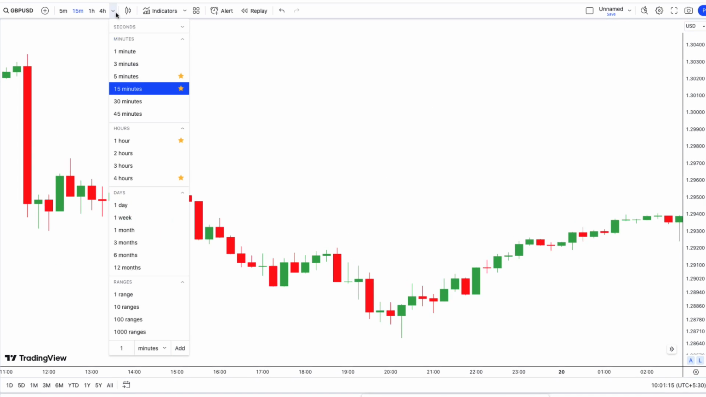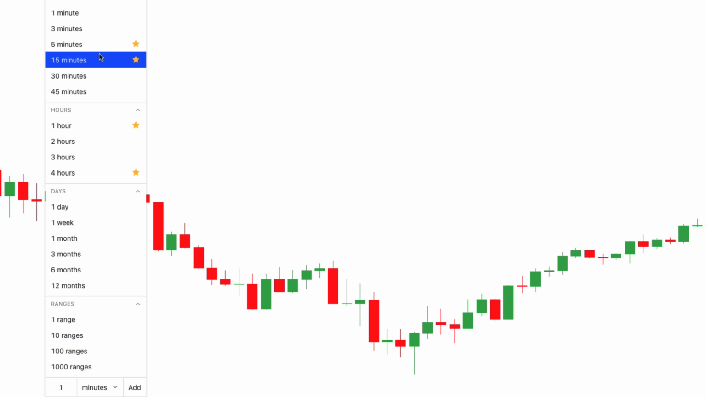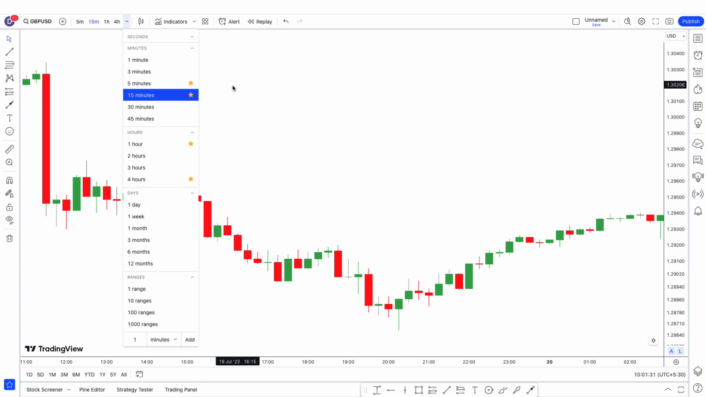This strategy works well with high accuracy on multiple time frames, such as 15 minutes, 1 hour and even 5 minutes. But to be neutral, let's pick the middle one, which is the 15-minute time frame.